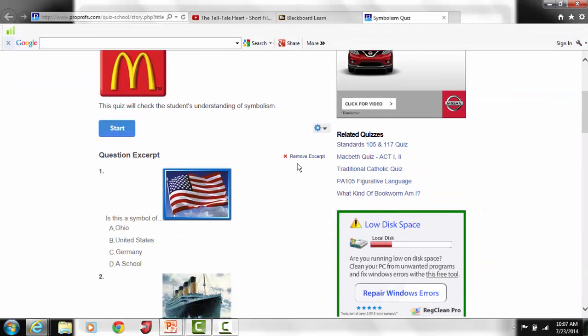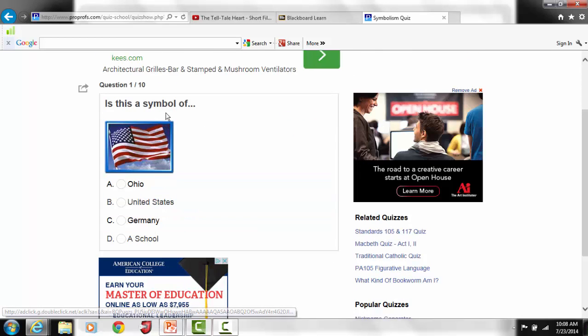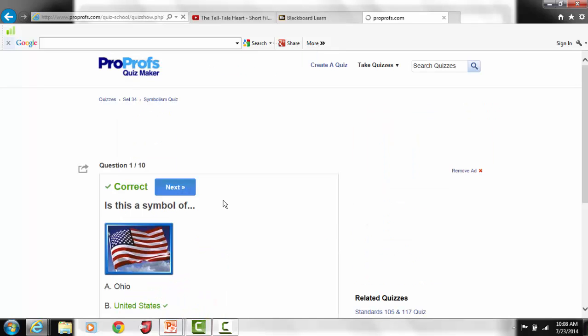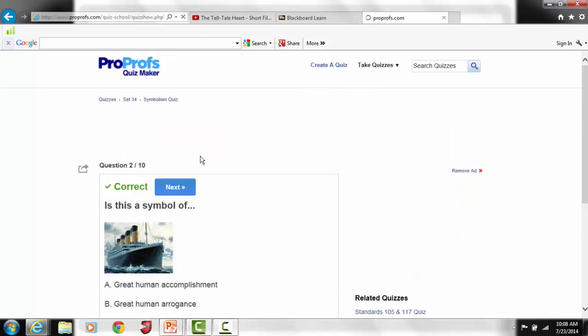All right. So question number 1. Let's start. Is this a symbol? This picture right here, is this a symbol of Ohio, the United States, Germany, or a school? I'm sure we would all say the United States. Here we have a picture of what looks like the Titanic. And it says, is this a symbol of great human accomplishment, great human arrogance, great human tragedy, or all of the above? I'm going to say all of the above.